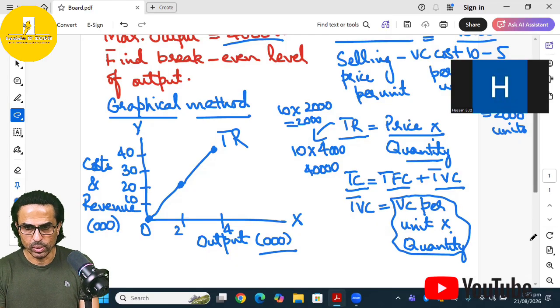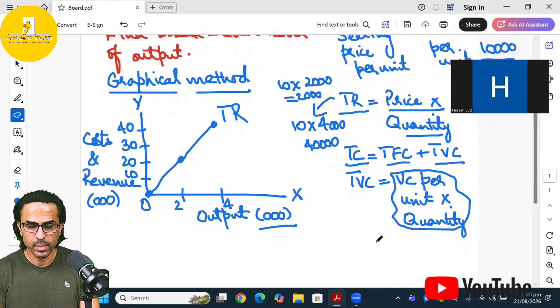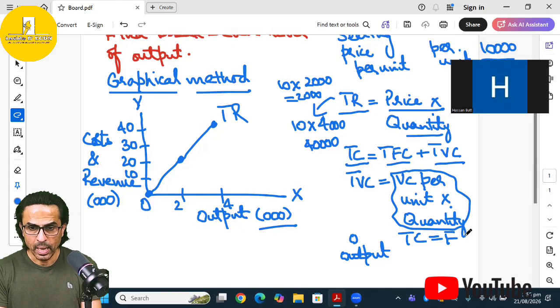So now at 2000 units, let's say we start from there. Even we can start from zero as well, but you know that at zero level of output, total cost is equal to fixed cost. Remember, at zero output, total cost is always equal to fixed cost. Why? Because at output zero, variable cost will be zero. Because variable cost will increase when there is an increase in output. If output is zero, variable cost will also be zero.